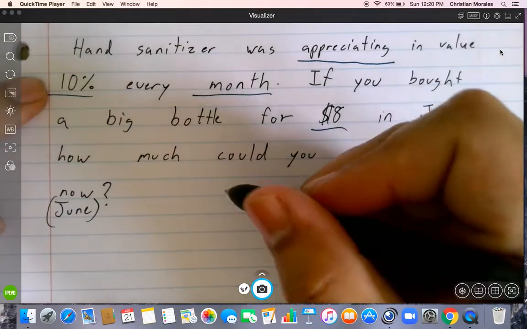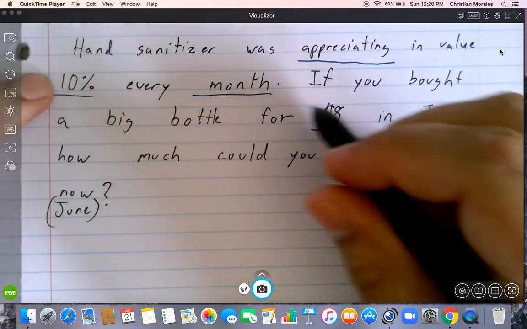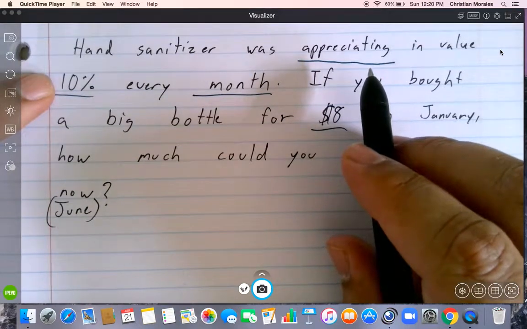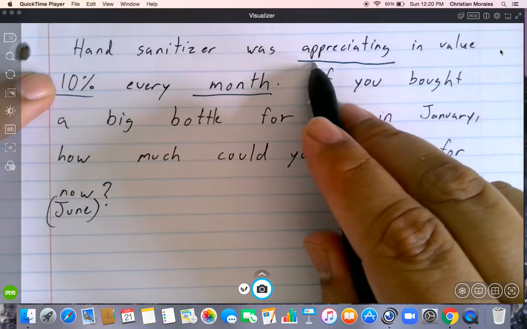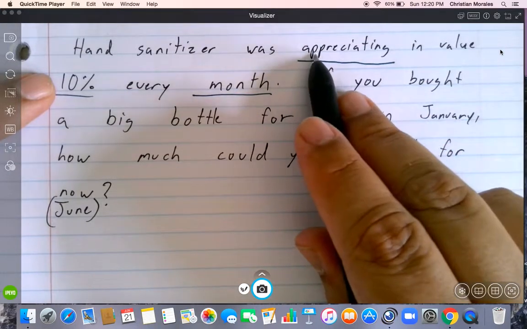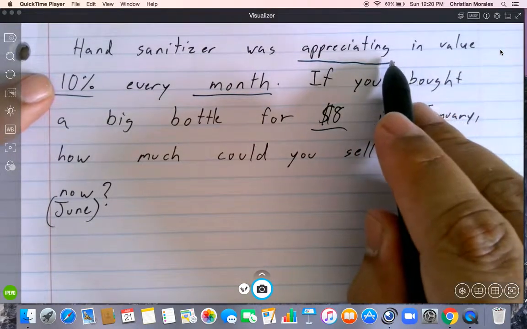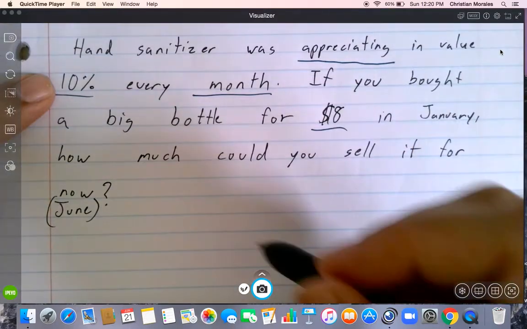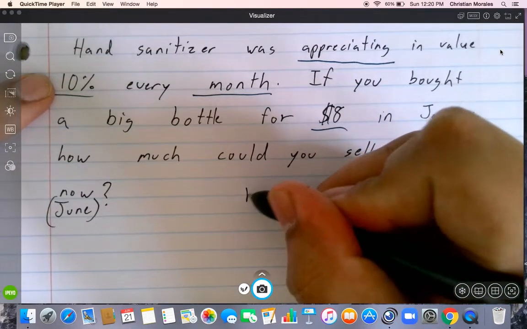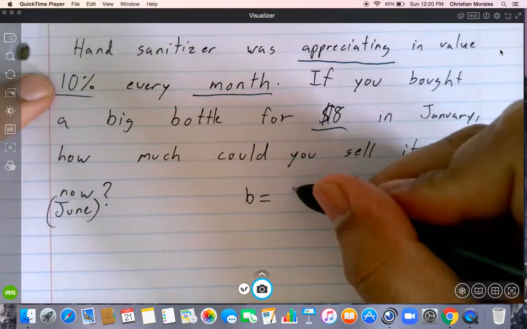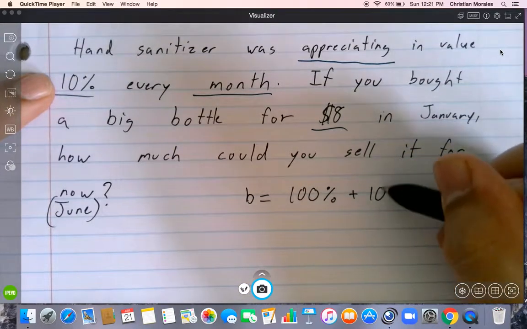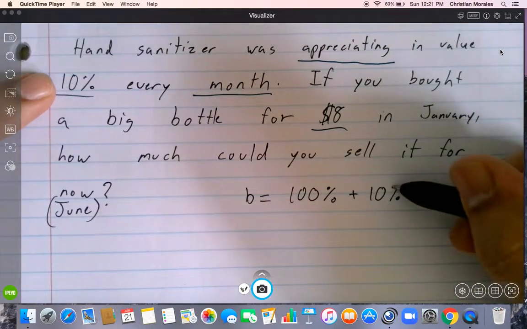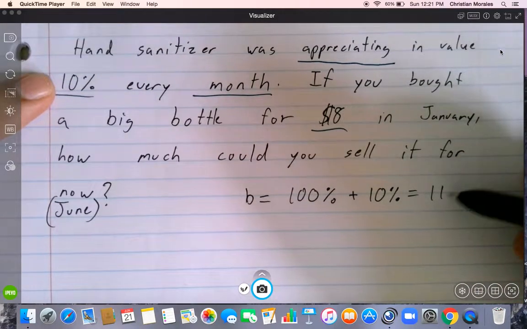Now, it's not 10% in my formula. No, no, no. It has to affect the 100%. So am I going to add it to 100 or subtract it? And it depends on what it said. It is appreciating in value, means it's going to grow in value. Okay, so your B is going to become 100% plus 10%. And that's going to be 110%.